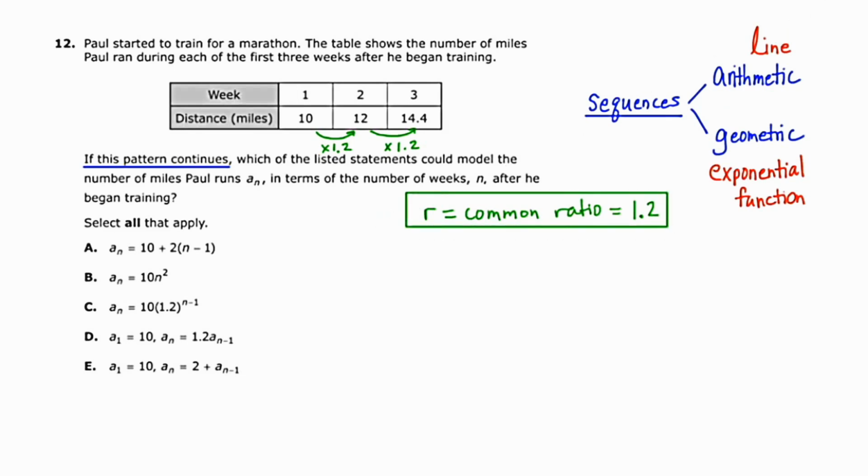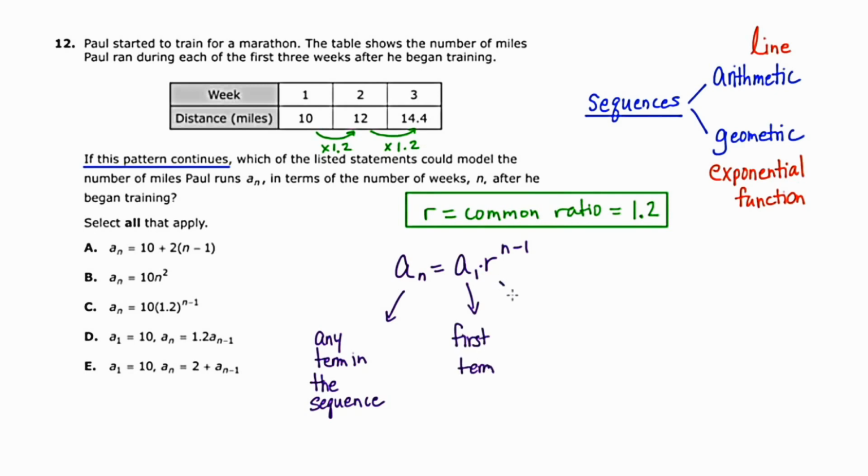Now the other thing that I'd like to highlight is the geometric sequence general formula, which is a sub n equals a sub 1 times r to the n minus 1. So this a sub n stands for any term in the sequence, which can be found if you know the first term. A sub 1 is the first term. R, of course, is the common ratio. And then whatever term number you're looking for, which would be generalized with this variable n, you're going to subtract 1 from that for the power of r.